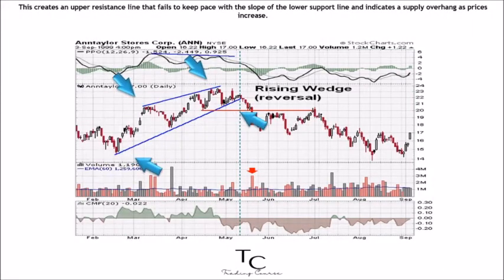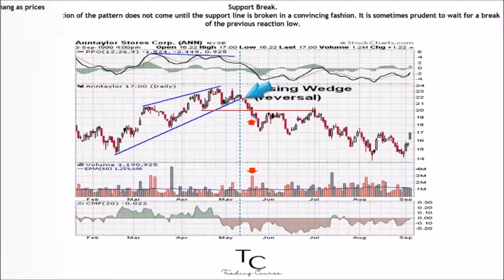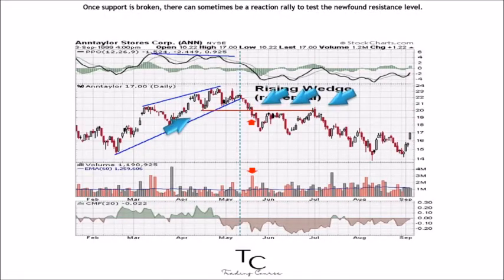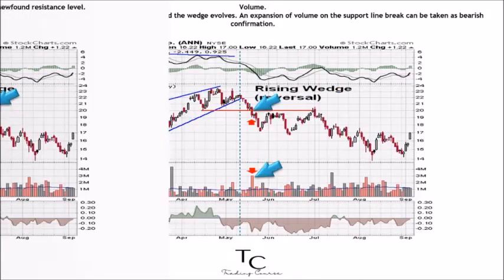This creates an upper resistance line that fails to keep pace with the slope of the lower support line and indicates a supply overhang as prices increase. Support break. Bearish confirmation of the pattern does not come until the support line is broken in a convincing fashion. It is sometimes prudent to wait for a break of the previous reaction low. Once support is broken, there can sometimes be a reaction rally to test the newfound resistance level.